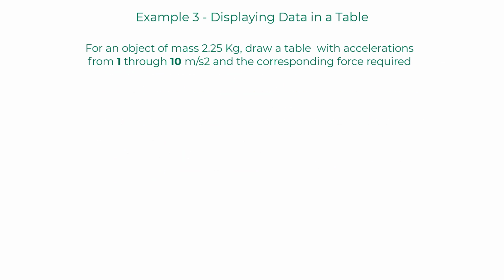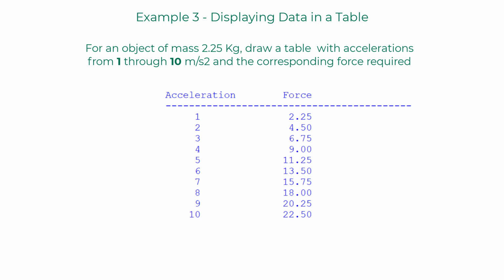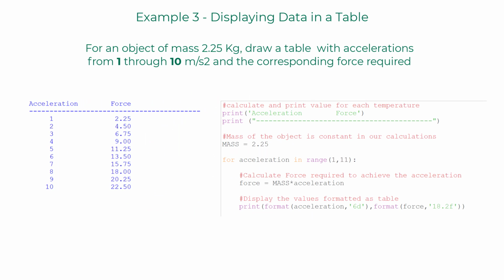Okay, here is the final example I have, which is displaying data in a table. For an object of mass 2.25 kilograms, you'll have to draw a table with accelerations from 1 through 10 meters per second squared and the corresponding force that is needed to achieve those accelerations. From Newton's second law, we have force equals mass times acceleration. So here is the table that we're trying to display. I'm going to directly discuss the program that prints this table.